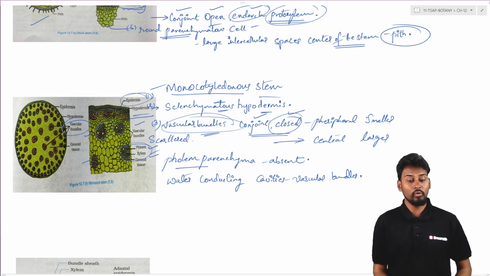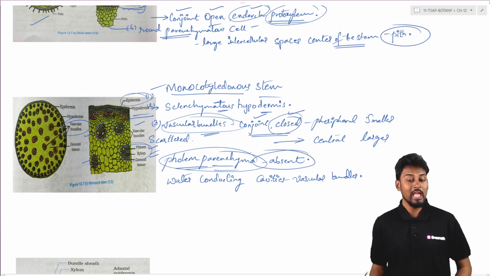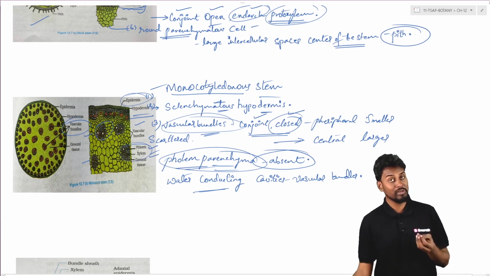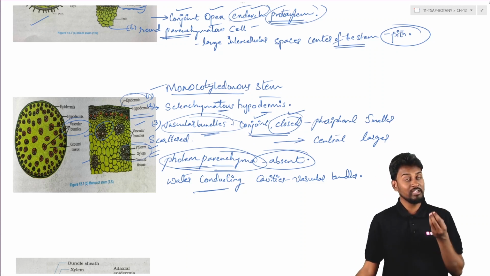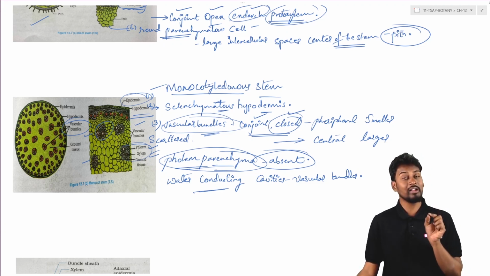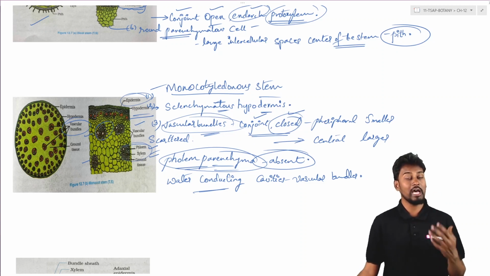Coming to the phloem, the phloem parenchyma is completely absent in the monocot stem, and special water conducting cavities are present along with the vascular bundles. They are very efficient in conducting water. So along with the vascular bundles we have water conducting cavities or channels, which are involved in conducting water from the lower part, that is from the roots, to the other parts of the plant.